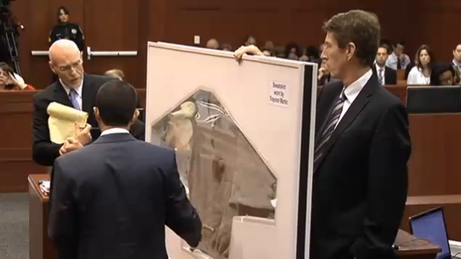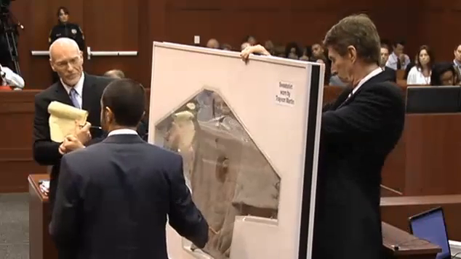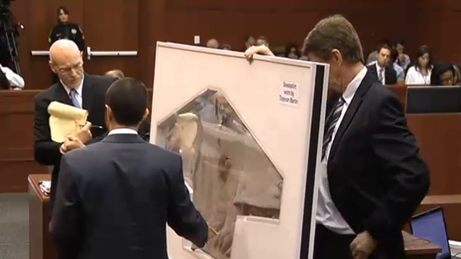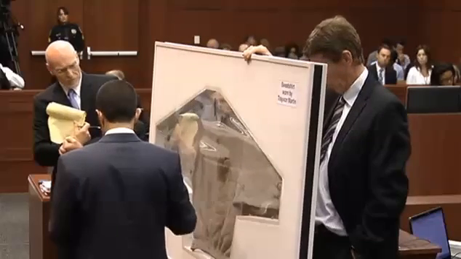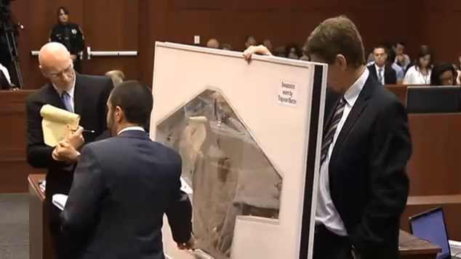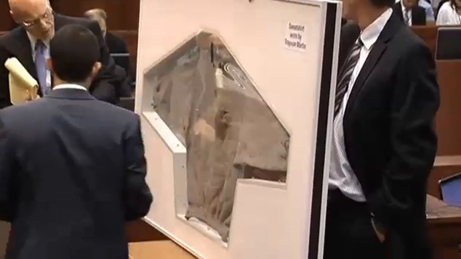Let's talk with, go ahead. Stain C tested negative for blood. I did not perform DNA testing on that one. I performed DNA testing on stain A, which was positive for blood. Let's talk about that a second.